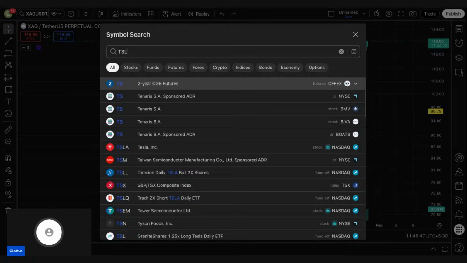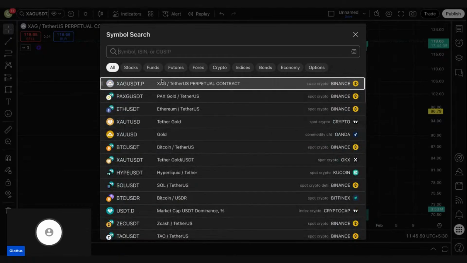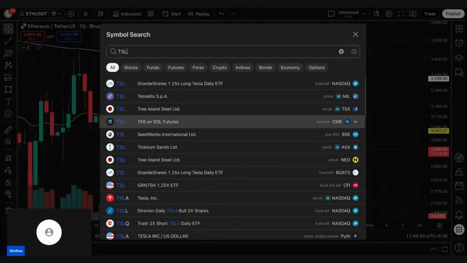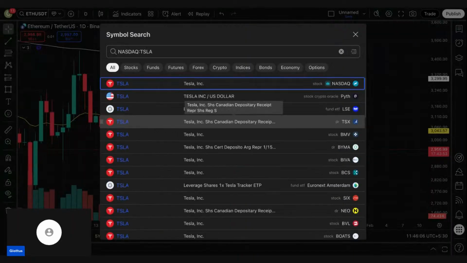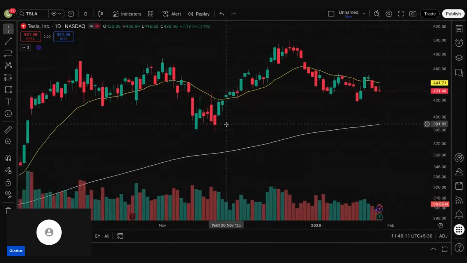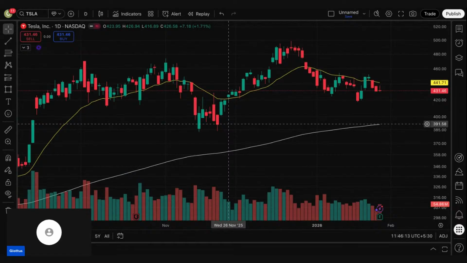Meanwhile, I think we can trade Tesla now on Delta, Tesla USDT. So the Tesla pair has been launched. We can ideally trade on that if you wish to. So, this Tesla. Okay.